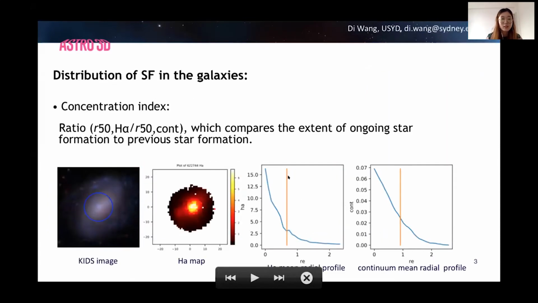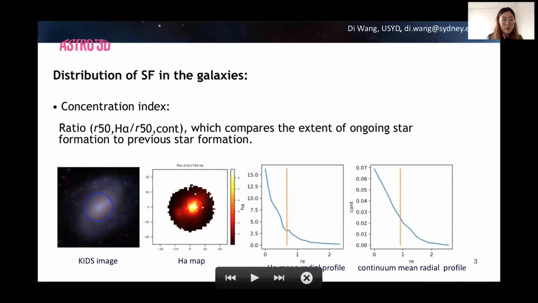So first, I would like to show the distribution of star formation region in each galaxy. I'm using the concentration index, which is the ratio of R50 of H alpha to R50 of the continuum map. So this index indicates the extent of ongoing star formation relative to previous star formation. A larger concentration index means it has an extended star formation region in this galaxy.